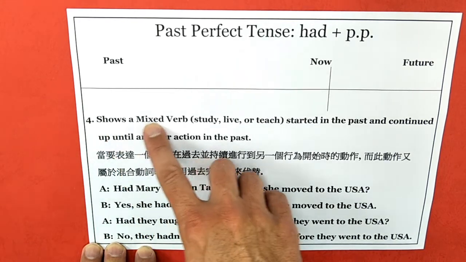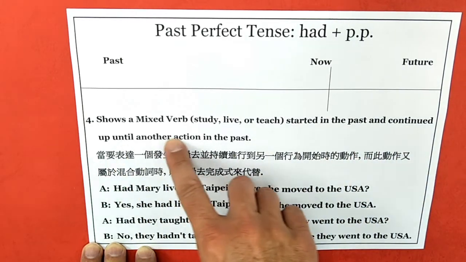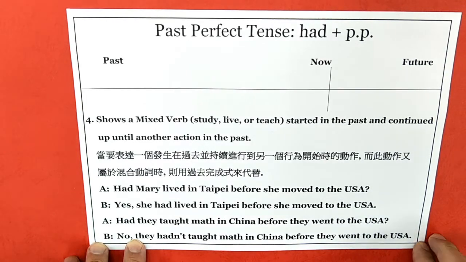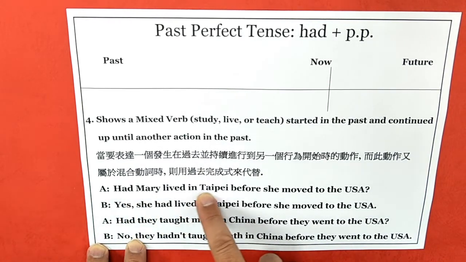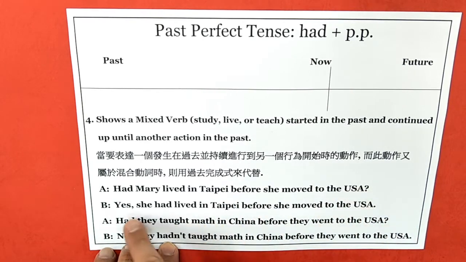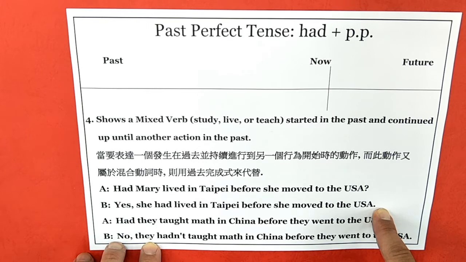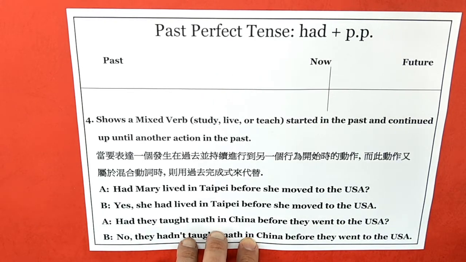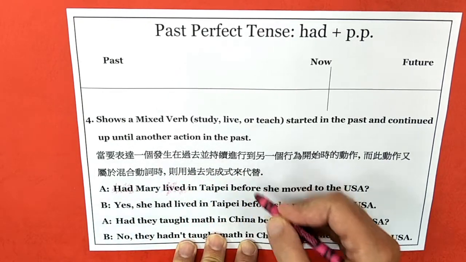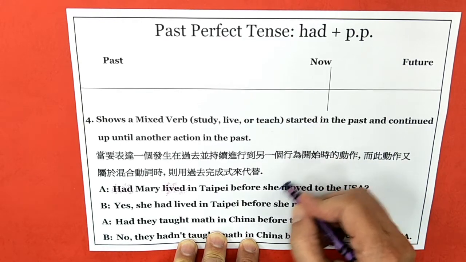So number 4, shows a mixed verb, study, live, or teach, started in the past and continued up until another action in the past. All right, so let's read the sentence. Had Mary lived in Taipei before she moved to the U.S.? Okay? Yes, she had lived in Taipei before she moved to the U.S. All right, so here's the first action. Living in Taipei. And the second one, moved to the USA.